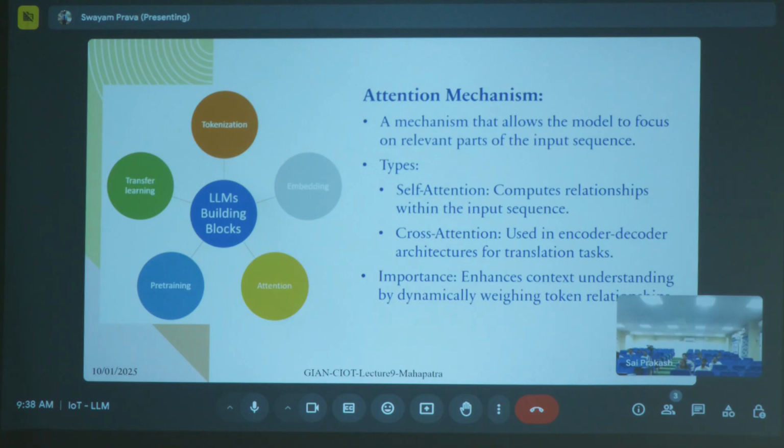Self-attention computes relationships within the input sequence, and cross-attention is used in encoder-decoder architectures for translation tasks. They're just two different types. So here, if we take an example, the sentence is "the cat that chased the mouse is sleeping." Here attention helps the model understand that the "is sleeping" phrase is referring to the cat and not the mouse. So that is what the attention mechanism is.